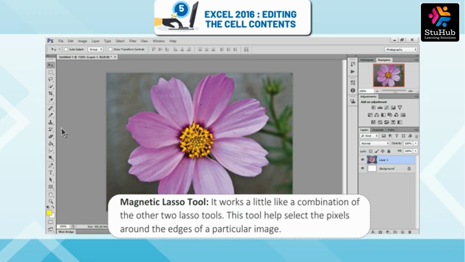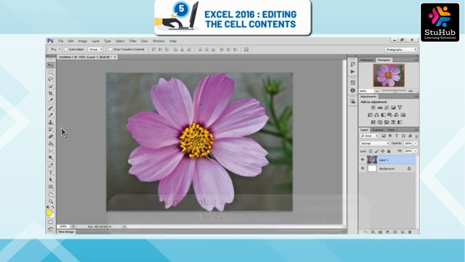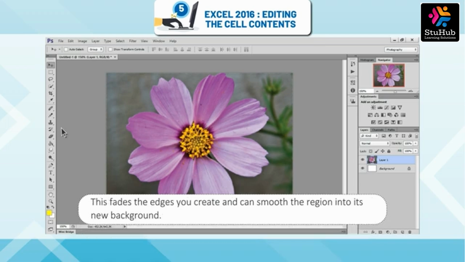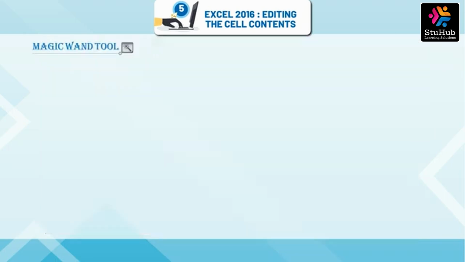Magnetic lasso tool. It works a little like a combination of the other 2 lasso tools. This tool helps select the pixels around the edges of a particular image. While extracting part of an image from its background, the result will be choppy and rough around the edges unless you adjust the feather value in the options bar. This fades the edges you create and can smooth the region into its new background.